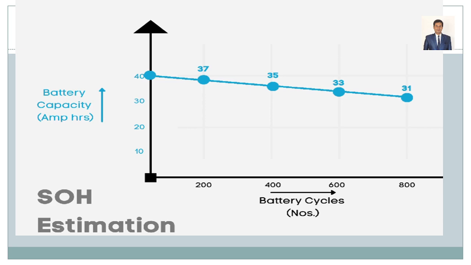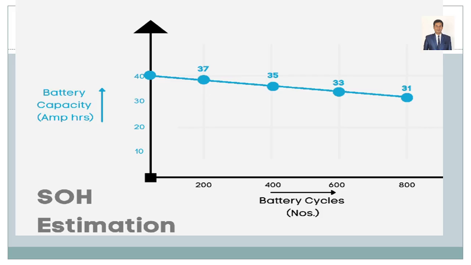Similarly, you can calculate for the 35. 35 divided by 40 into 100. It means the SOH is around 87.5 percentage. Similarly, you can calculate for the 33 divided by 40. 33 is the actual remaining capacity, and the battery capacity is around 40. That's why I am taking 33 divided by 40 into 100. So this comes to around 82.5 percentage.